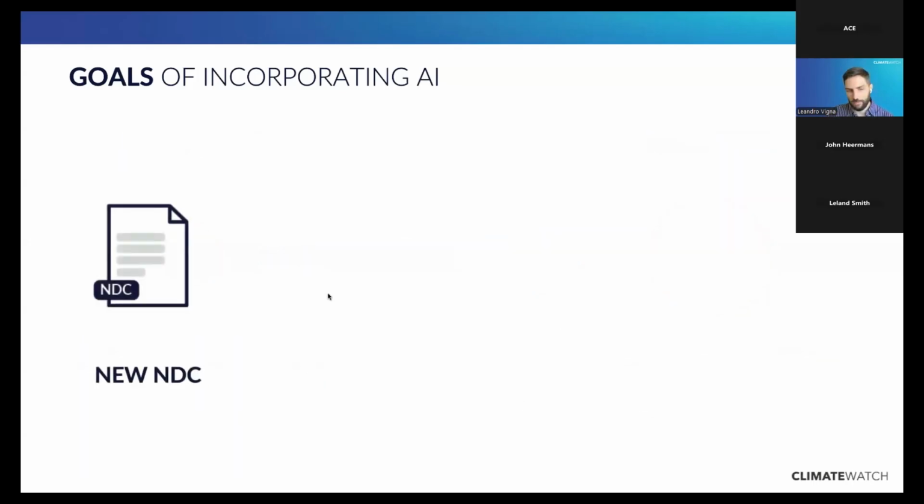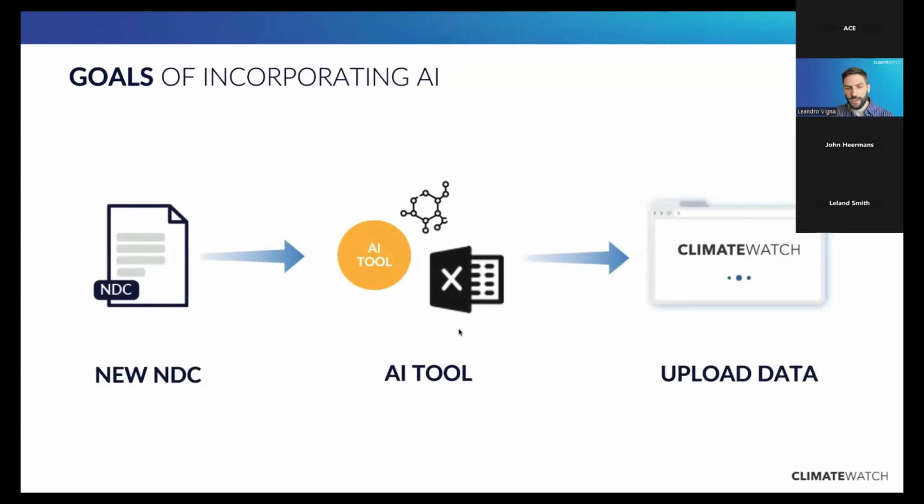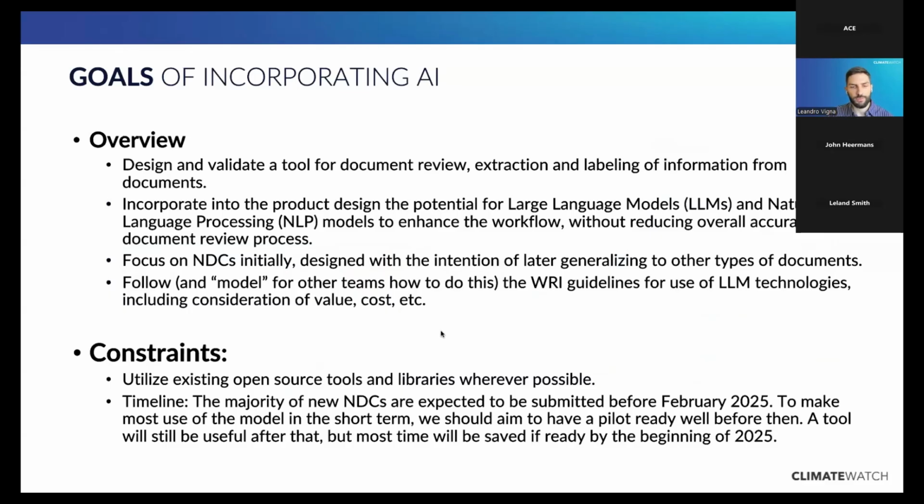So here, it's an illustration of how this would work. We get the new NDC, we put it into the AI tool, and then it exports a spreadsheet with all the new data, and we simply upload the data on ClimateWatch. So far, we're far from it, but we're at the initial stages, and we do have some promising results so far.